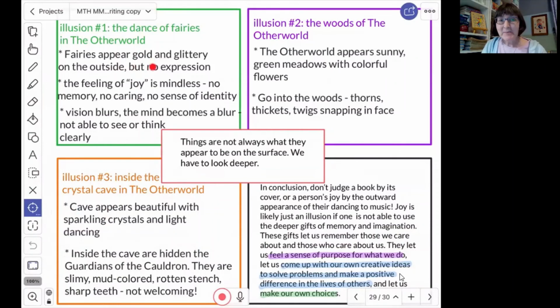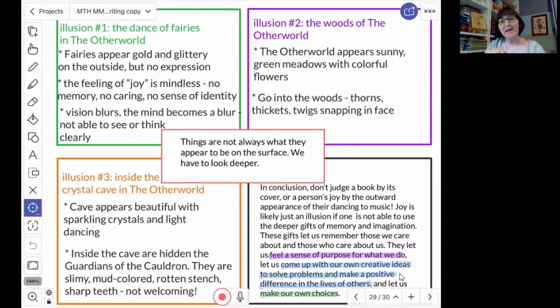Jack had to dig deep here in the Dance of the Fairies. In the woods, they had to dig deep and not give up, persevere, keep going. In the Crystal Cave, when they were facing those dragon-like creatures, they had to find the courage and the bravery and the ideas and the resources within them to not give up. So going on a quest or a mission, achieving a goal, it requires us to do hard things and to not give up.